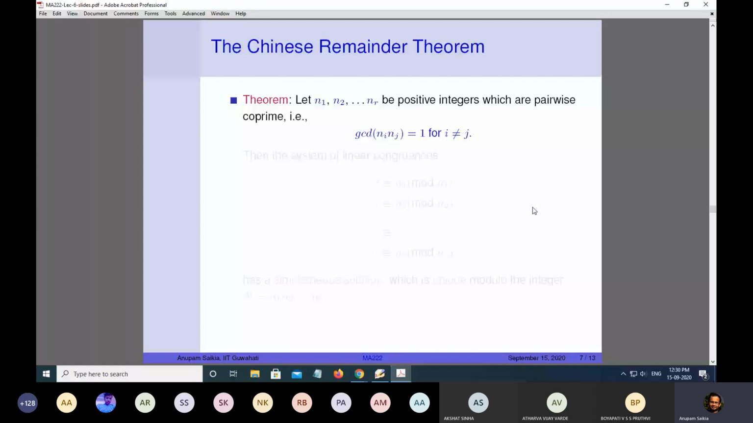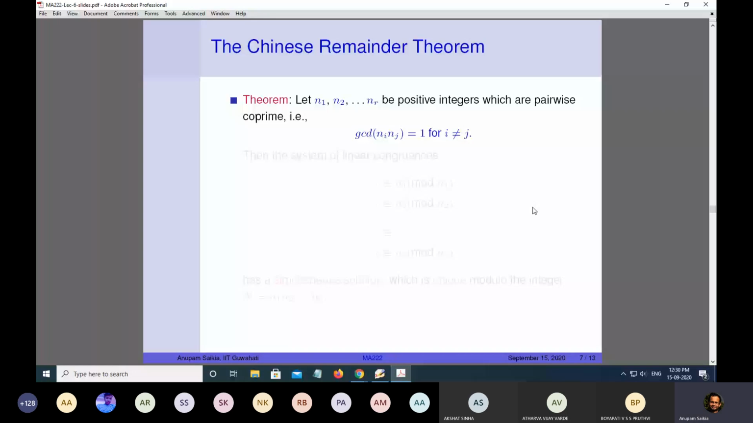Remember what is special here? 18 and 35 are co-prime. So if we want desirable remainders when we divide by co-prime integers, that can be two or finitely many, in fact, that problem has a solution.